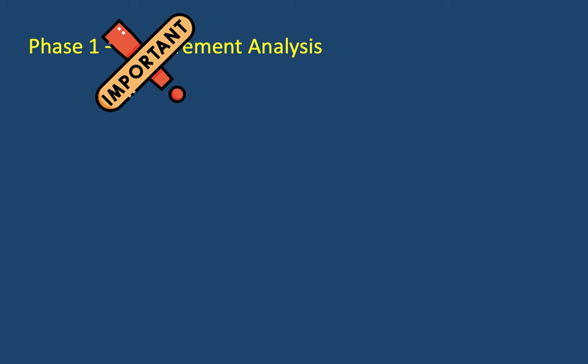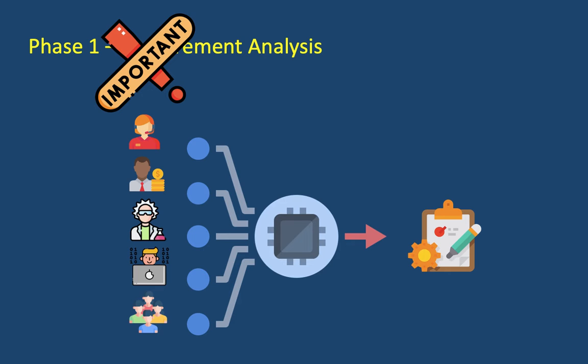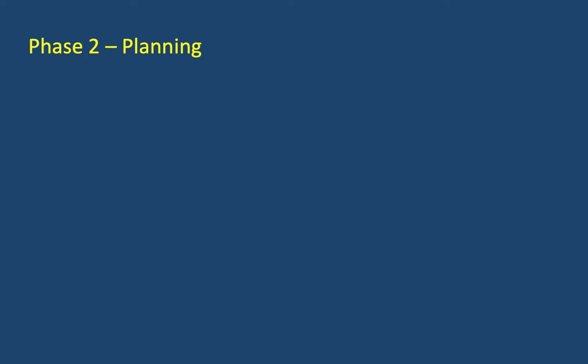Phase 1 is requirement analysis, and I will say that this stage is the most important one, because if you don't know exact requirements from the customers, then the final product will be unsuccessful. Therefore, in this phase, we collect all inputs from the customers, stakeholders, experts, programmers, and many other people. When we know all the requirements, then we pass to the second phase, which is planning.